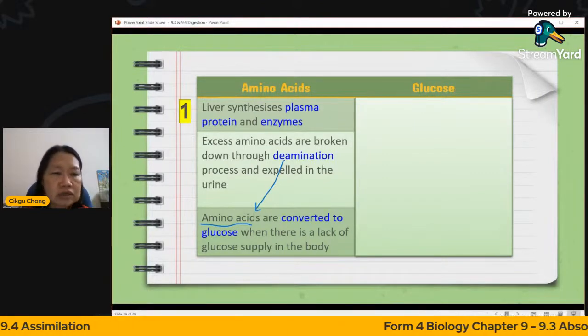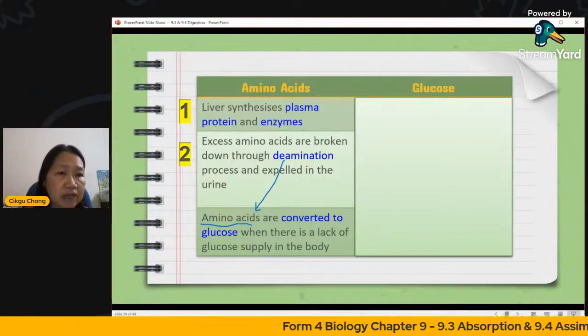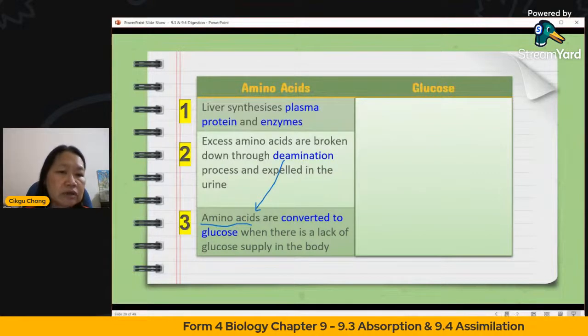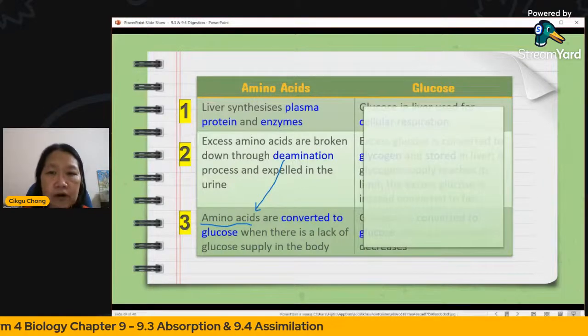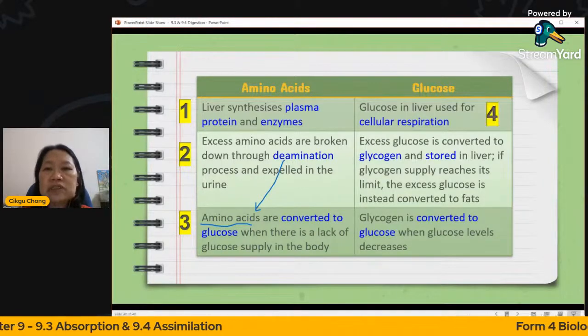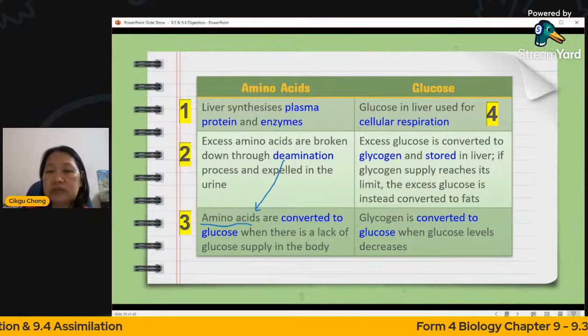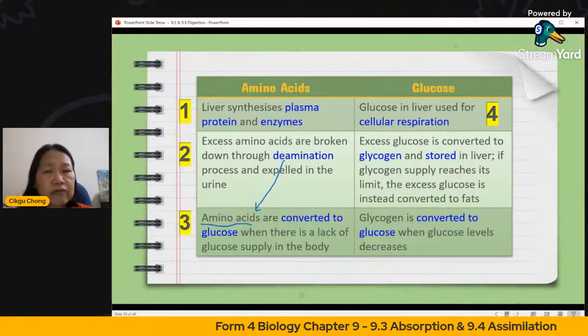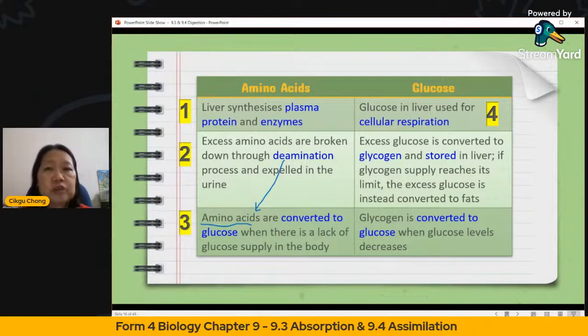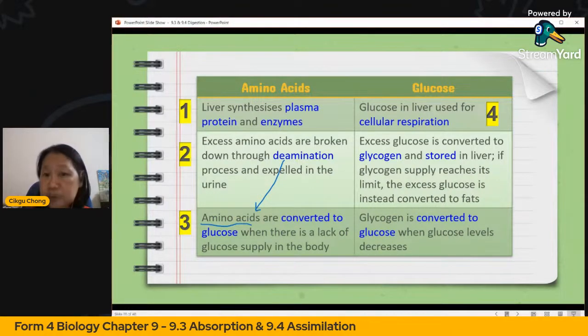All right, glucose. So that's number 1 here. I mentioned from the diagram there, this is number 2, and number 3. This is what happens to the amino acids. Okay, number 4. Now, glucose in the liver is used for cellular respiration. This is the main usage of glucose. Why do we need glucose? We break down the food and get the glucose because we want to produce energy, and the process is cellular respiration.